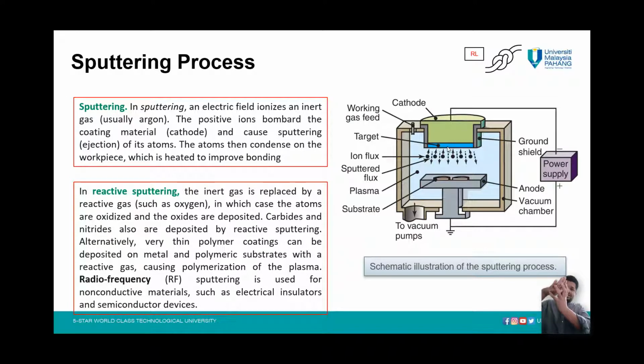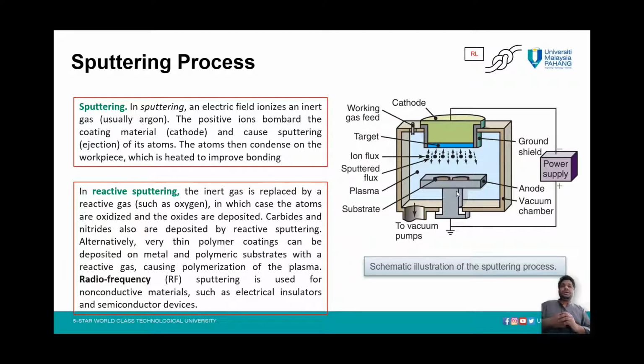Now those ejected atoms condense onto the substrate that I put on the anode side in the vacuum chamber, and there is a power supply, with a positive connection to the anode and a negative connection to the cathode. So these atoms then condense on the workpiece, and this workpiece is also heated via an electrical power supply.